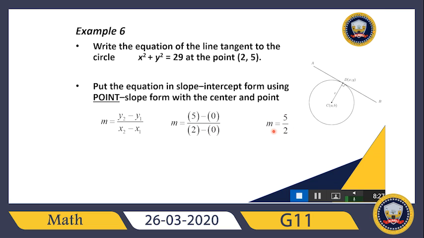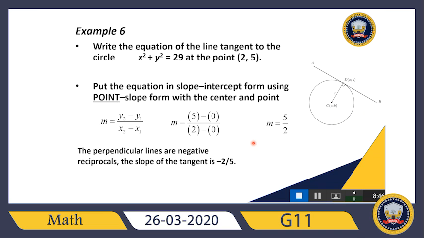So guys, this slope is the slope of this line, which is the radius in this case. I need to find the slope of the other line, which is the perpendicular line AB. So I have to take this, multiply it by negative, and flip this slope. If we do that, we will get the slope of the tangent, which is negative 2 over 5. So the slope of this line is negative 2 over 5.